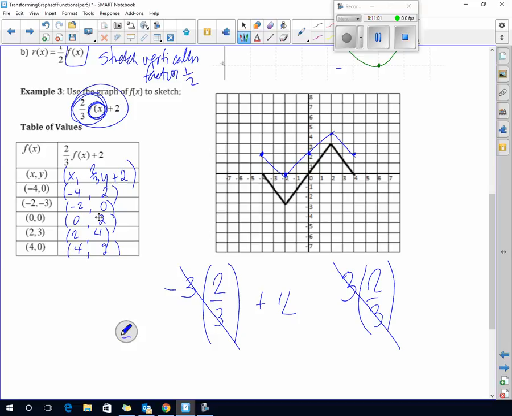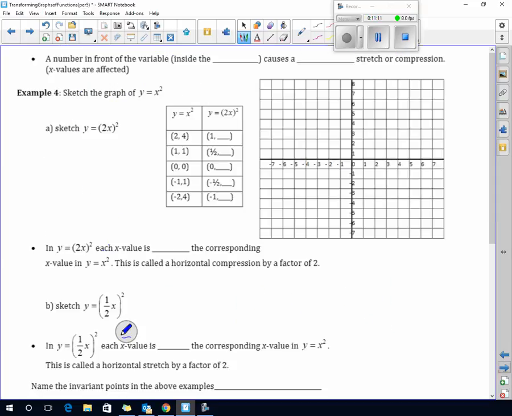Okay, a number in front of the variable inside the function, this is the new stuff now, causes a horizontal stretch or compression. So now we're going to go back to what we know, which is a parabola. y equals x squared. Remember that fast way? 0, 0, 1, 1, 2, 4. Bada bing, bada boom, we're done, right? That fast.